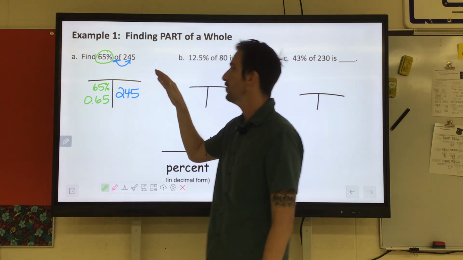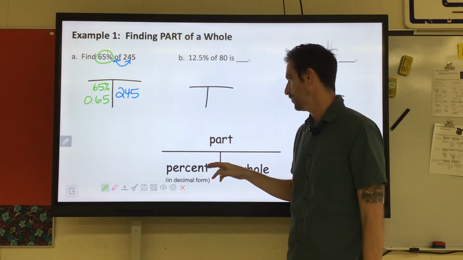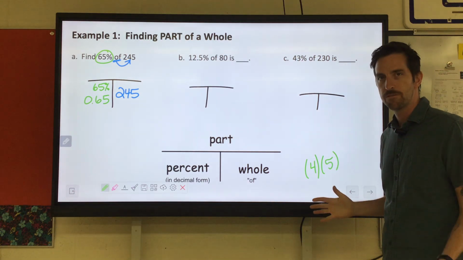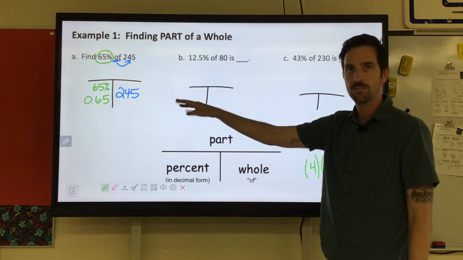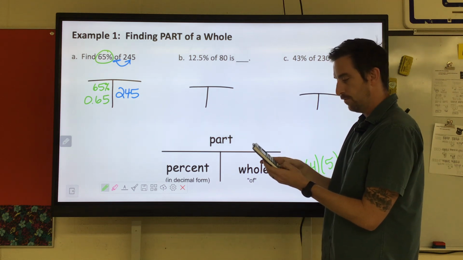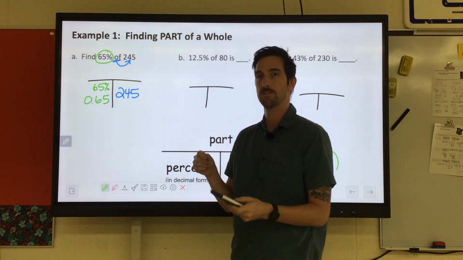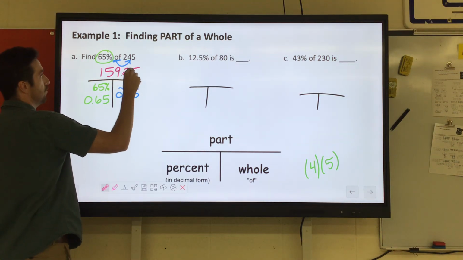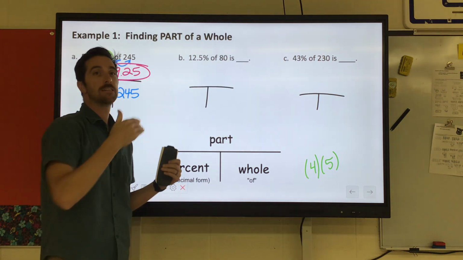Great. So we are given 2 things that are right next to each other. What do you always do when 2 numbers are next to each other? Like if you had a 4 next to a 5, what are we doing with the 4 and 5? We're multiplying, right? So anytime you have the percent and the whole, you're just going to multiply them. You do it in your calculator. 0.65 times 245 equals, and you're done. So make sure you have 159.25. That's it. It's always the percentage in decimal form times the whole.